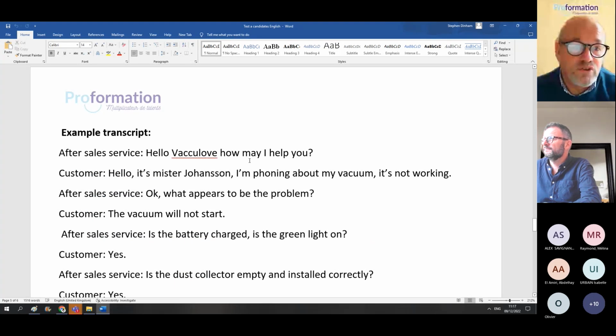This is an example of the transcript. So after-sales service. This is a phone call between a Swedish customer and the after-sales service. So, hello, VacuLove. That's the name of the company, VacuLove.